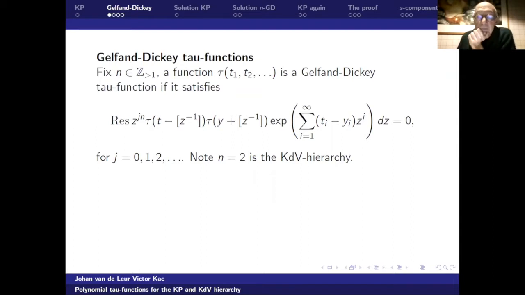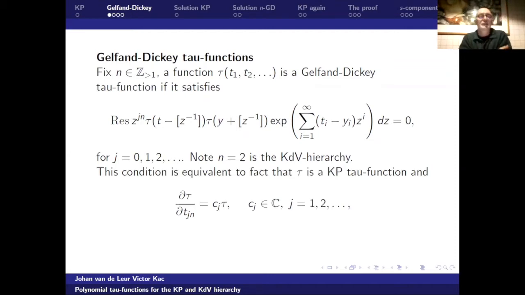And there's this well-known special case, the Korteweg-de Vries hierarchy, KdV hierarchy, where this n is equal to 2. In fact, in the case n equal to 2, a lot was already known. So let me give some slightly more detail. What does this mean?